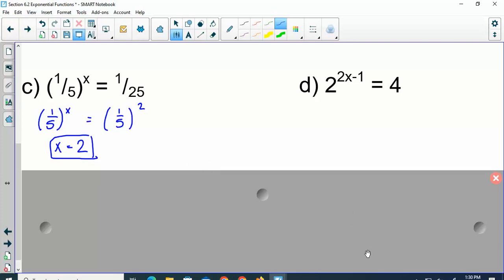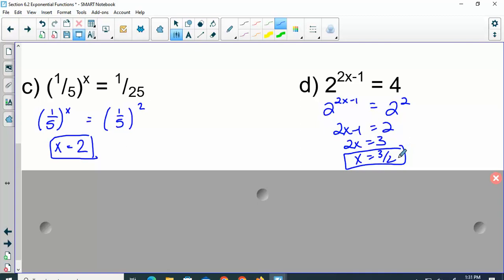All right, you guys do D. So 2 to the 2x minus 1 equals 4, which is 2 squared. And here's the 3x. All right, let's look at E.